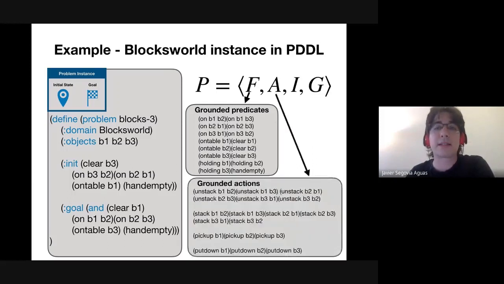And the same applies to actions. We have grounded actions, and we have 4 possible actions, and for each possible action, we have all combinations of their parameters. We have these 6 combinations for an unstack, 6 combinations for a stack, 3 combinations for pickup, and 3 more for put down.